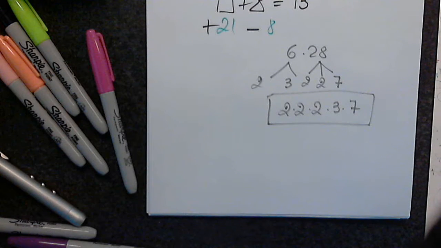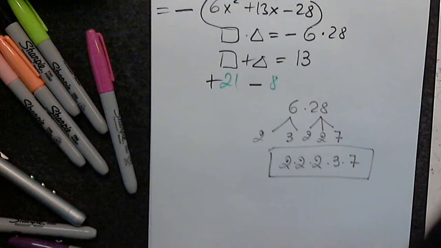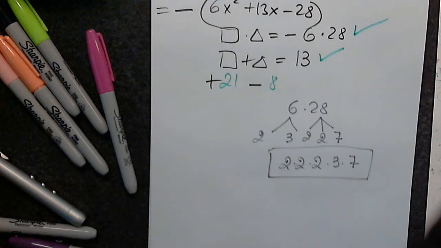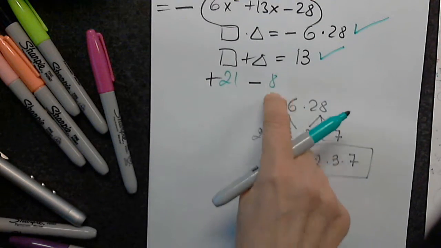I have to use everything. 3 times 7 is the 21. 2 times 2 times 2 is the 8. So both conditions are fulfilled. The product is this and the sum is this, guaranteed. Using positive 21 and negative 8.